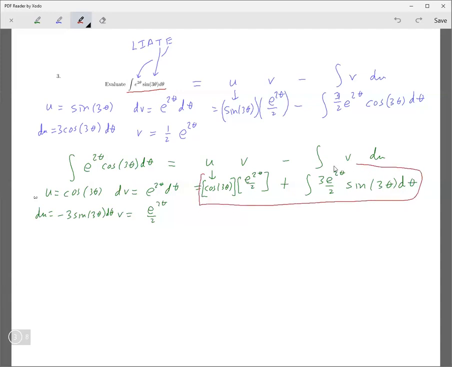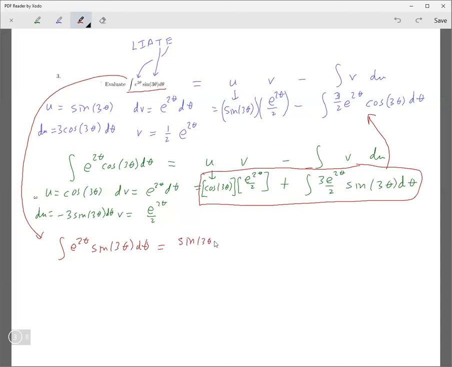You plug all of this into here, okay? And you rewrite this whole formula here. So this formula is the integral of e to the 2 theta sine of 3 theta d theta equals, and then there's this part here. So that's what? Sine 3 theta, e to the 2 theta, all over 2, minus 3 halves. So there's minus 3 halves, and then it's the integral of this, which is right here. So all of this goes in right here.